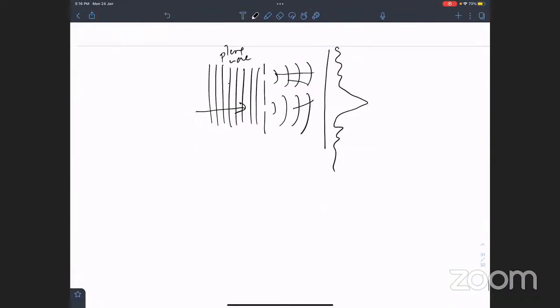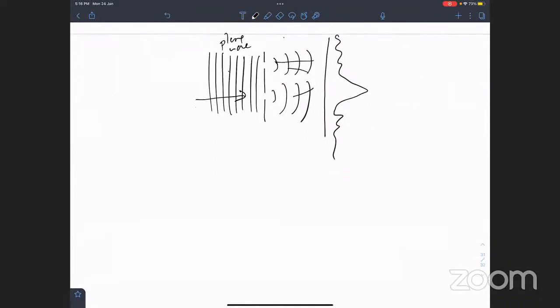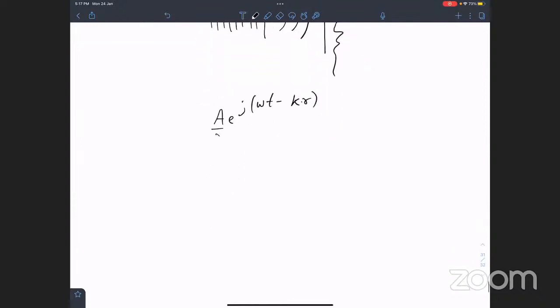And mathematically, how do we solve it? We write equations. What is the equation for this secondary wavelet? It is e to the power j(omega t minus k r), where r is the distance. There is a 1 by r factor here also, but we don't worry about that. So let's say this is your hole, this is your second hole, this is the screen, this is the 0 on the screen, and this distance is d.